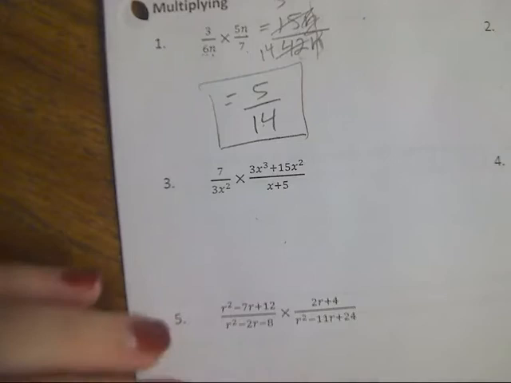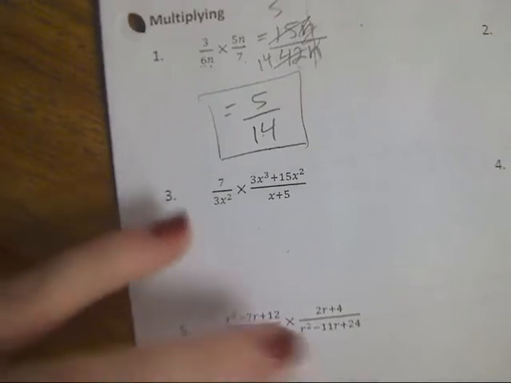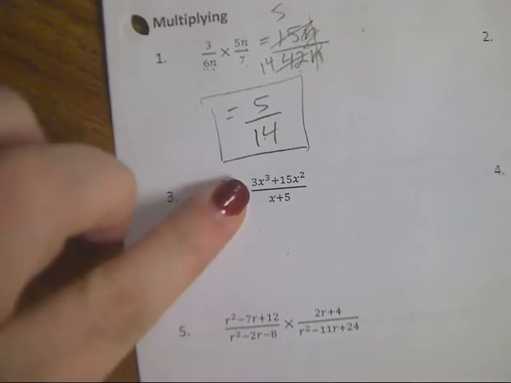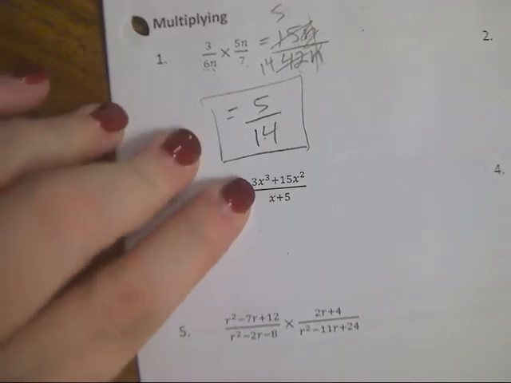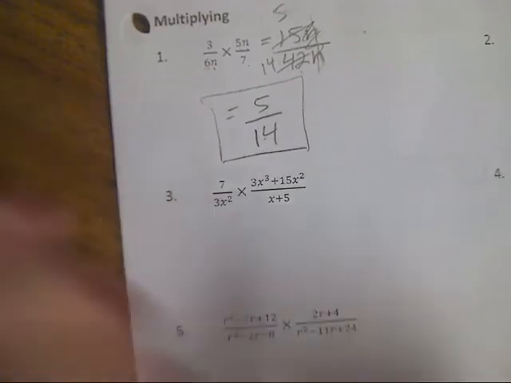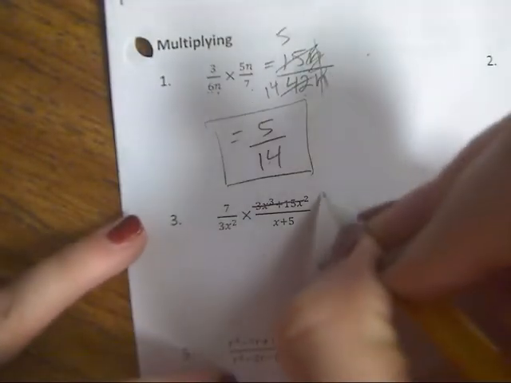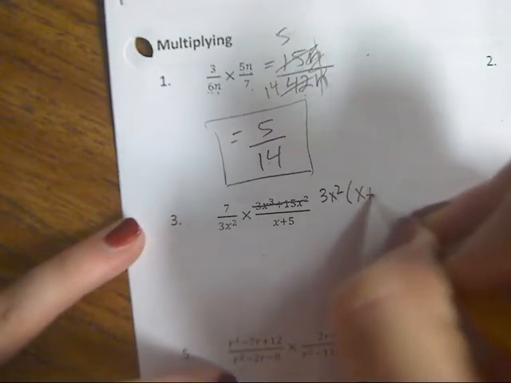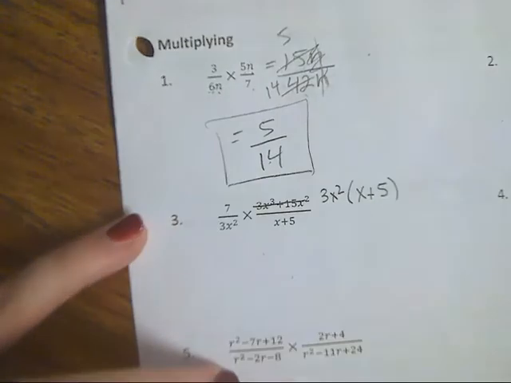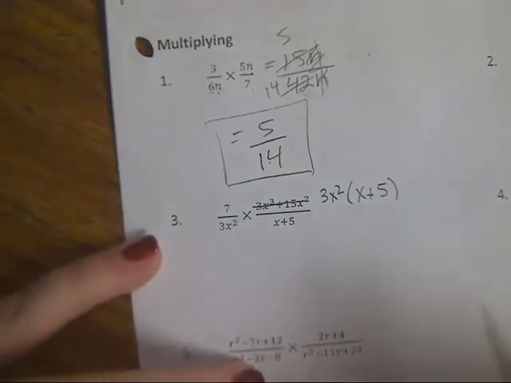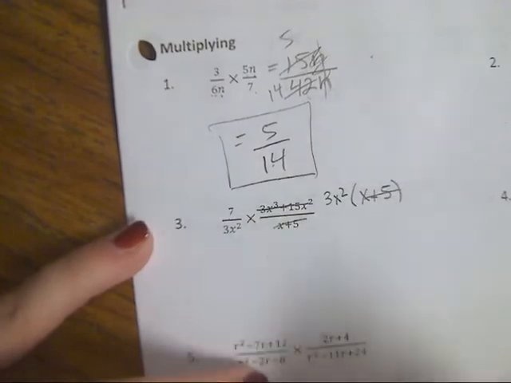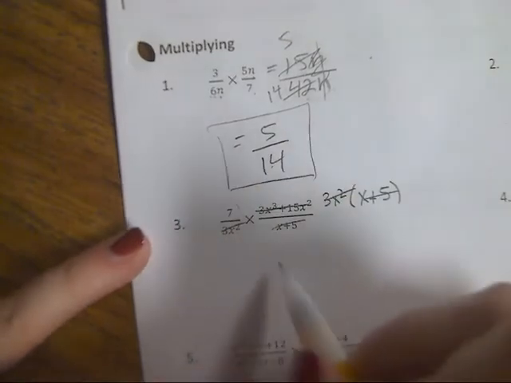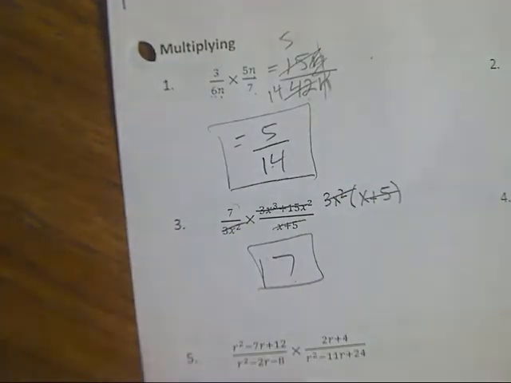All right, number 3, I'm going to have to do some factoring first. Especially this numerator right here. So I notice that 3 and 15 are both divisible by 3. And I can also take an x squared out of each of those. So that's the same thing as saying 3x squared times x plus 5. All right, now I can start canceling things out. x plus 5 and the 3x squared. So all I have left is just the 7, so the answer here is just 7. These are nice.